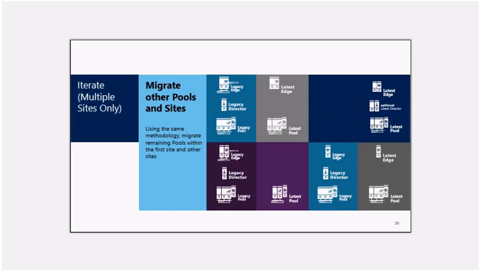Now, again, we iterate through other sites. So we've finished one site, now we go to the next site and the next site, and you keep repeating the process. Those same 9 steps we do through all the environments to make sure that we're moving site pool by pool and site by site.